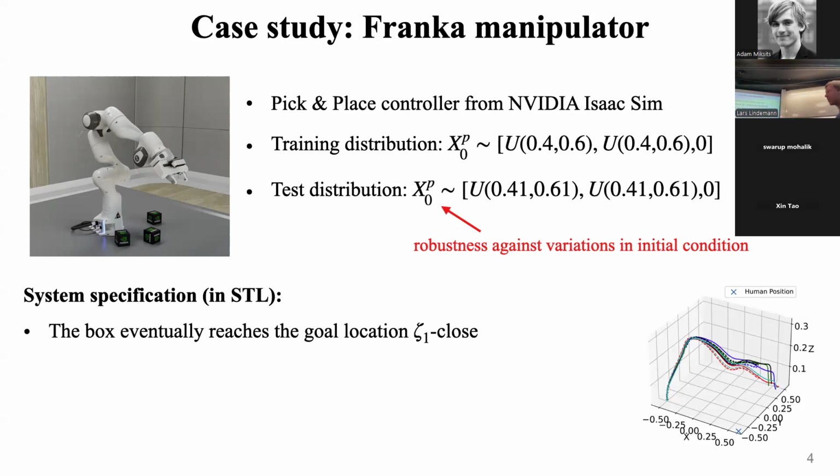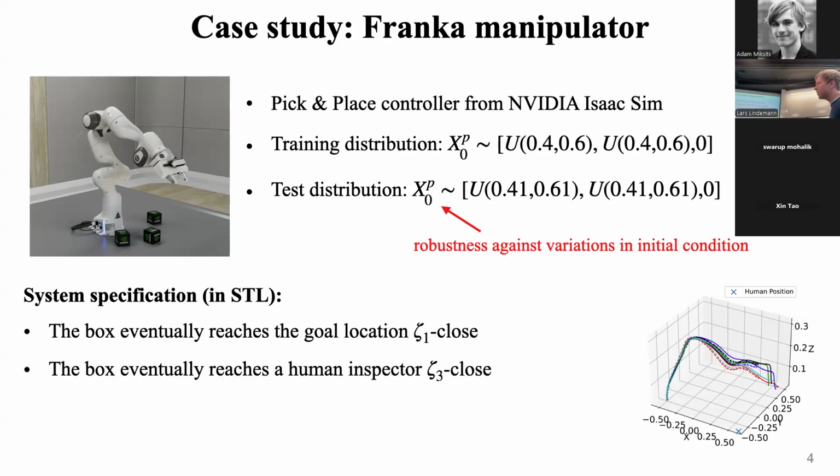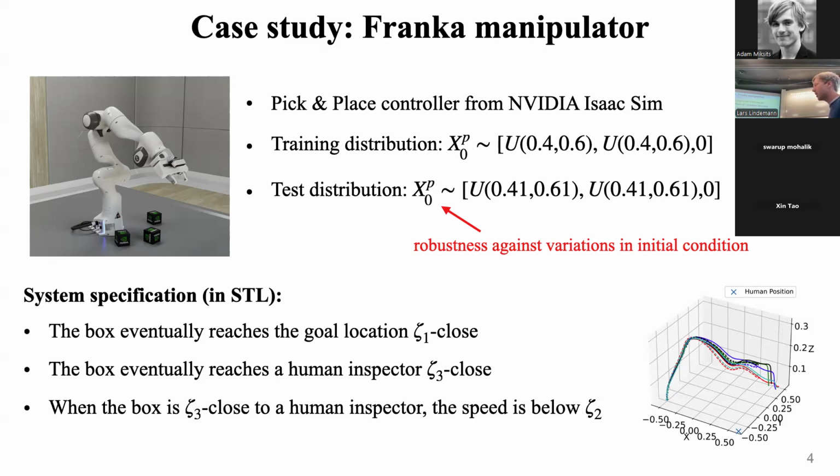The system spec we're considering here is STL. So here we want the pick and place controller to pick a box, and then the box should eventually reach a goal location within some closeness, zeta 1 close, I think. And then we want the box to eventually also reach a human inspector with some closeness level. And when the box is close to a human inspector, the speed should be below a certain threshold for a handover potentially. And you can see some trajectories given over here. The human operator is here, the handover happens here, and the final position is down there.